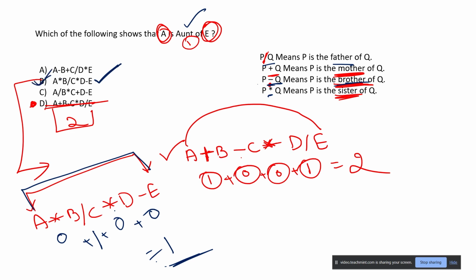Okay. So remember, first you are going to check the gender and eliminate some of the options. Once you are done with gender, then you are going to check generation. So you can eliminate the remaining options and you can get your right answer.